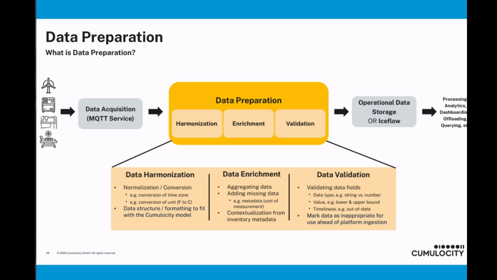And data preparation is not just one thing. There's a lot of things that can go on inside of data preparation, right? So we're talking about harmonization, right? So that means converting or normalizing your units, right? I'm obviously an American, right? So all of my data points would be in Fahrenheit, but if you want to take those and convert those to Celsius, right, that would be on the harmonization layer, right?